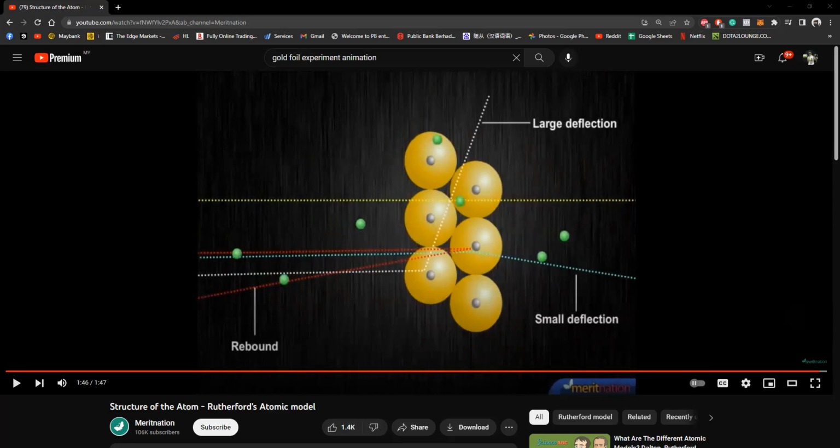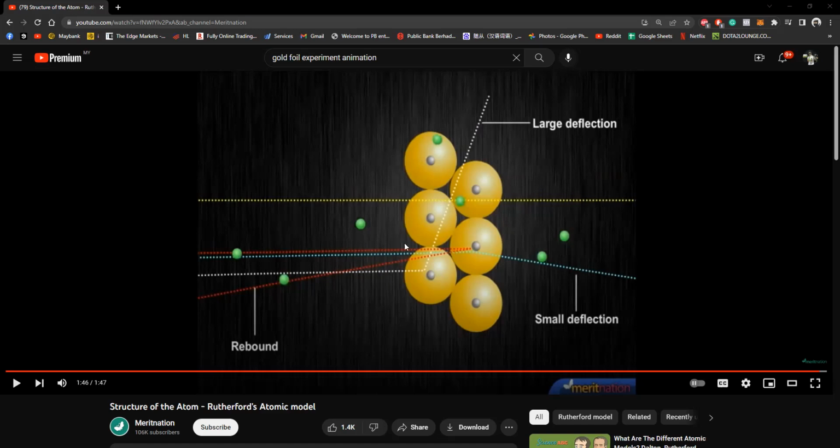Okay, so to reiterate, this whole experiment was just to prove three specific things only. Number one, most of the atom is actually made of empty space. Why? Because when I shoot positive alpha particles, most of them went directly straight through, indicating that they did not hit anything, thus proving that most of the atom is empty space.